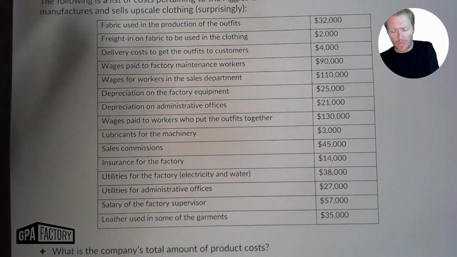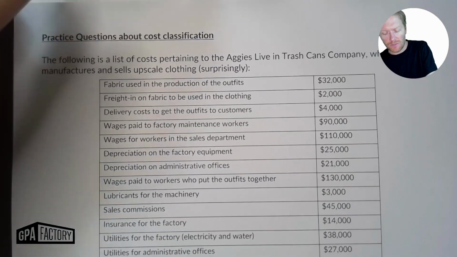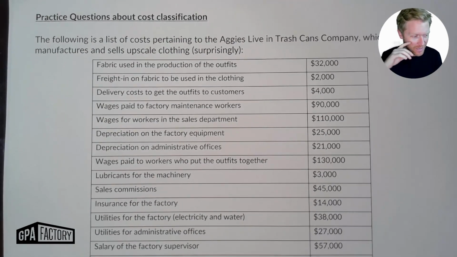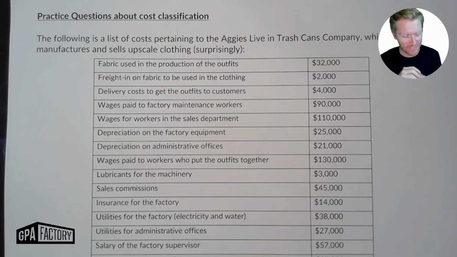Now we are going to talk about this practice question. Well, a series of practice questions talking about cost classification. So we have this laundry list of stuff for Aggies Live in a Trash Cans company. Kind of weird that they surprisingly sell upscale clothing. So maybe they're trying to turn their lives around. I'm not sure it's going to work, but Aggies Live in a Trash Can company manufactures and sells upscale clothing.